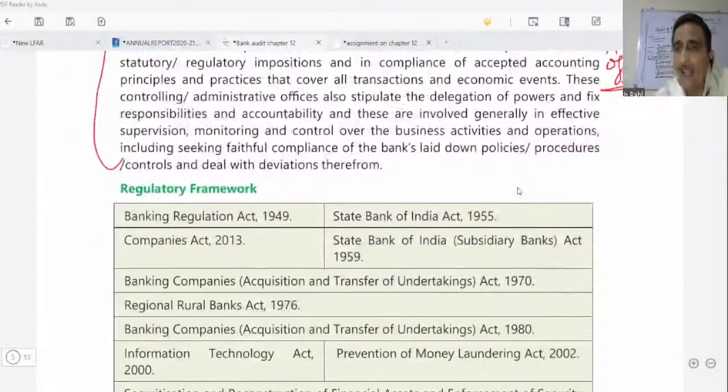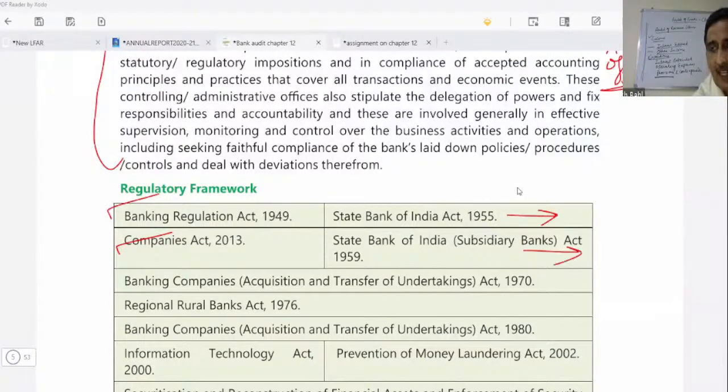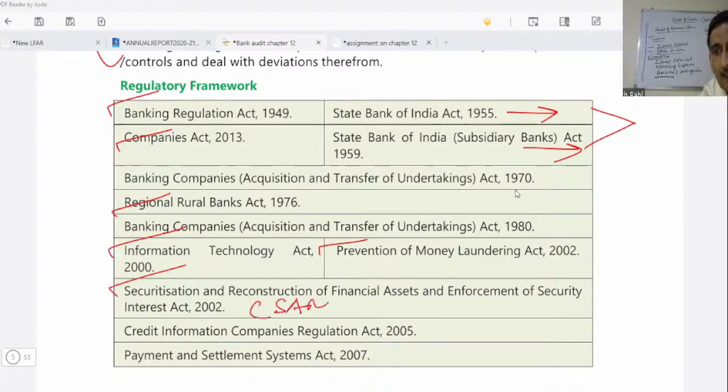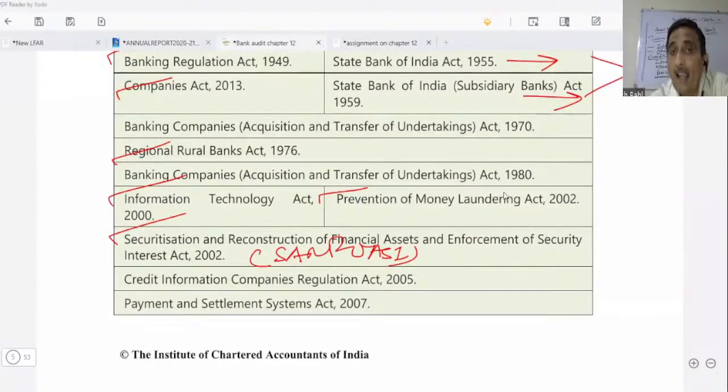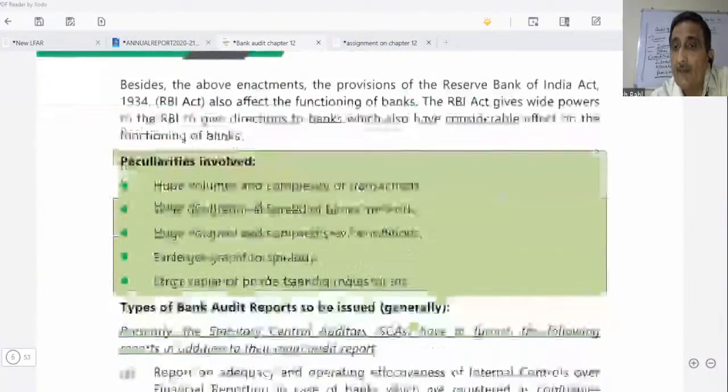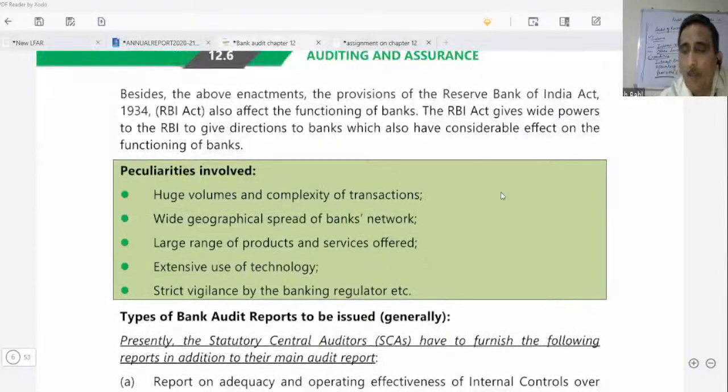Okay, and many kinds of acts are applicable to banks. Banking Regulation Act, Companies Act. As for SBI, there is a special act because SBI has been formed under this act. And Prevention of Money Laundering Act, RRB Act, IT Act, SARFAESI, very important, Securitization and Reconstruction of Financial Assets, an act by which the banks are able to take possession of the assets in case the borrower makes a default.